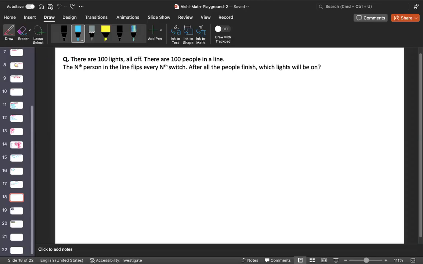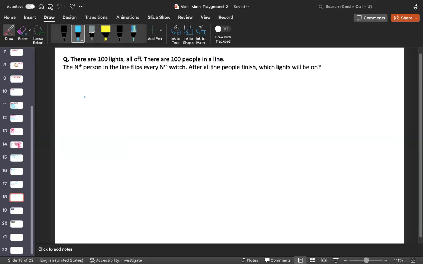So our first question, there are 100 lights all off, and there are 100 people in a line. The nth person in the line flips every nth switch. After all the people finish, which lights will be on?